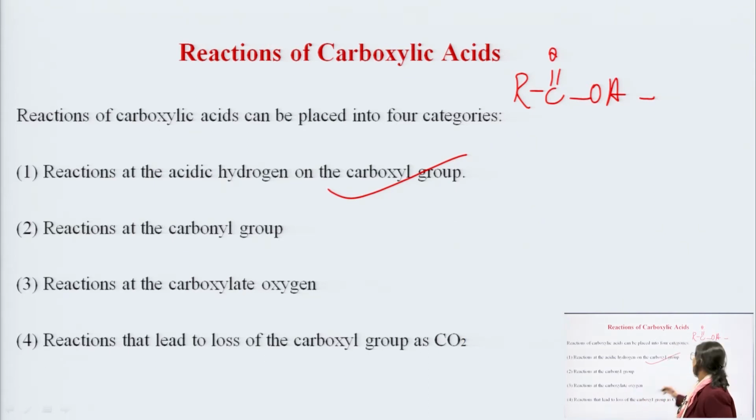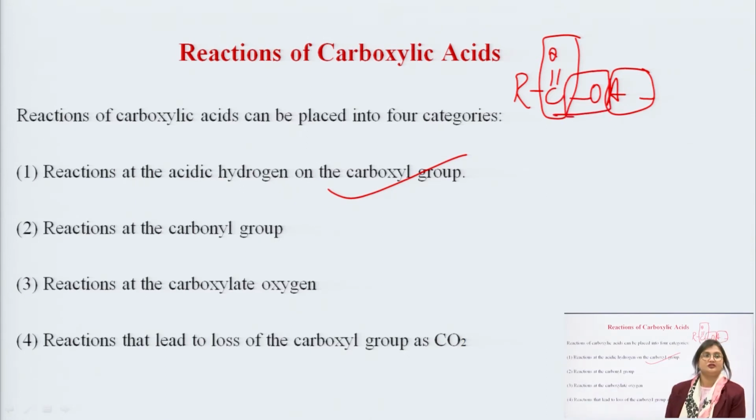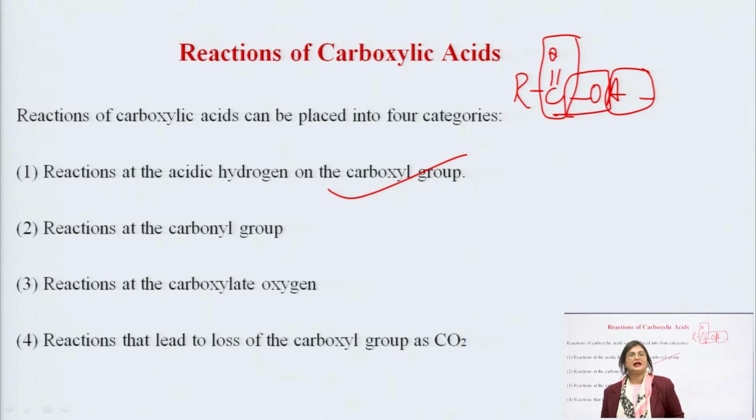Reaction can also happen at the carbonyl carbon. So, the first reaction category is reaction at the acidic hydrogen. The second category is reaction at the carbonyl carbon. Next is reaction at the carboxylate oxygen. Finally, reactions that lead to loss of the carboxyl group as CO2. So, these are the 4 categories of probable reactions which can happen with carboxylic acids.